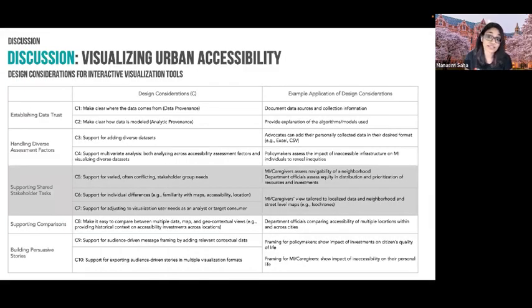The 10 design considerations are across 5 categories, including establishing data trust, handling diverse assessment factors, supporting shared stakeholder tasks, supporting comparisons, and building persuasive stories. Each of these present interesting future research directions in this space. Please refer to the paper for more details.